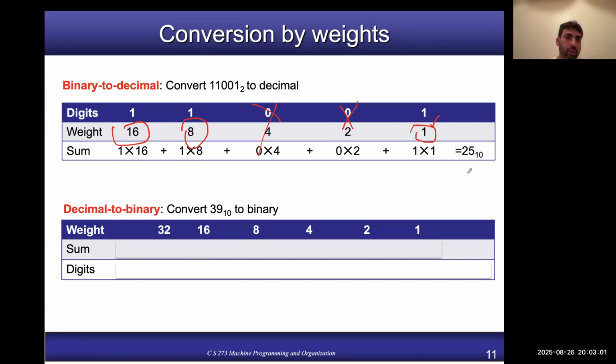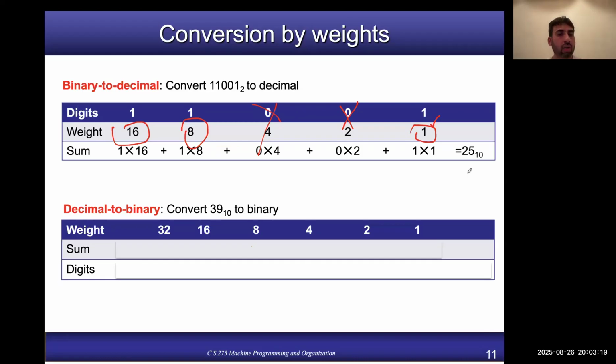Any questions? Basically, it is the same thing. The only difference is that instead of multiplying with the increasing power of 2, we simply know the weights, because 2 raised to the power 0 is 1, 2 raised to the power 1 is 2, and so on, right?